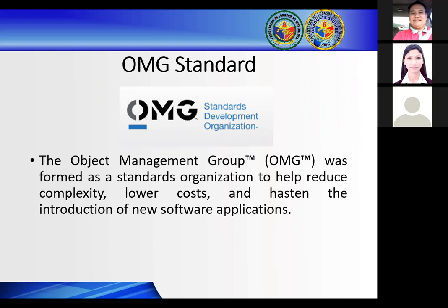The Object Management Group was formed as a standards organization to help reduce complexity, lower costs, and hasten the introduction of new software applications. One of the major initiatives through which the OMG is accomplishing this goal is by promotion of model-driven architecture. As an architectural framework for software development, this framework is built around a number of detailed OMG specifications, which are widely used by the development community.